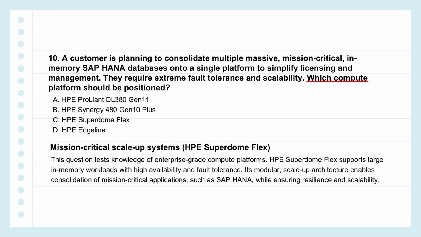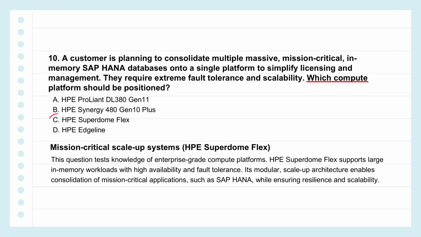I'm looking at the phrase massive, mission-critical, in-memory SAP HANA databases. In-memory means it's running entirely in RAM for speed, which requires an astronomical amount of memory, right? You've hit on the exact mechanism there. For that extreme requirement, the only correct answer is option C, HPE Superdome Flex. Okay. When you are dealing with massive in-memory databases, you can't just string a bunch of standard servers together in a cluster. The latency of data traveling between standard independent servers would destroy the performance of the database. You need a massive scale-up architecture, not scale-out.